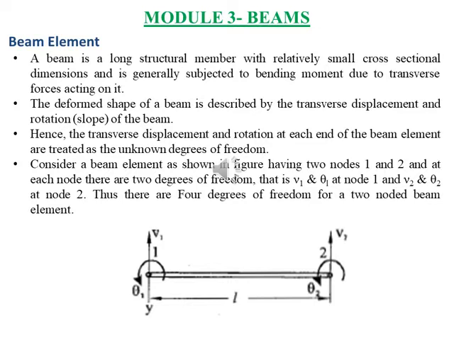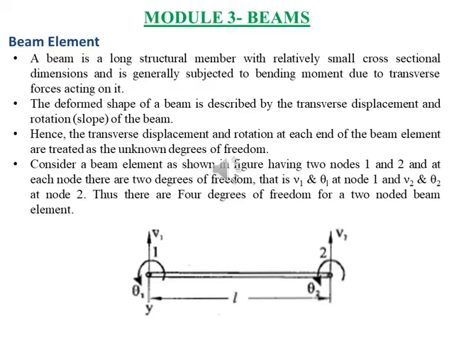The transverse displacement and rotation at each end of the beam element are treated as the unknown degrees of freedom. So we will have 2 degrees of freedom at each node. For one beam element there will be 4 degrees of freedom. Transverse displacement will be 1 degree of freedom and rotation will be 1 degree of freedom. Each beam will have 2 nodes and hence 4 degrees of freedom, 2 at each node.